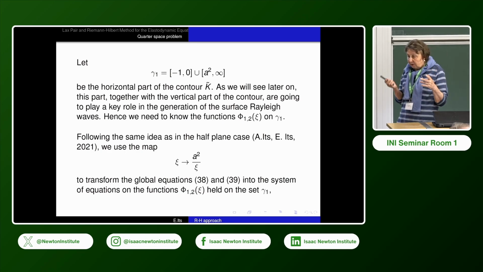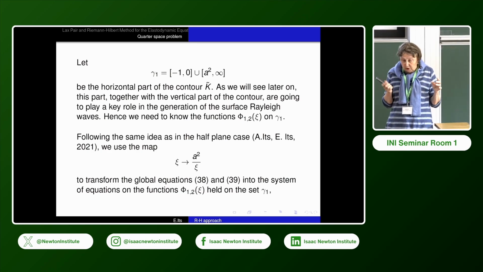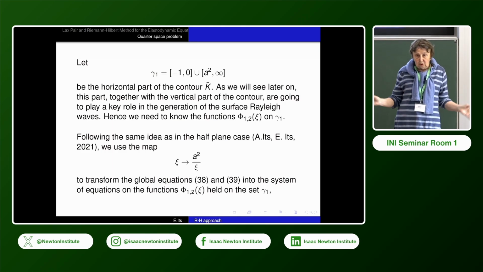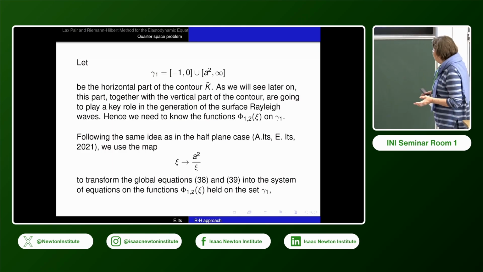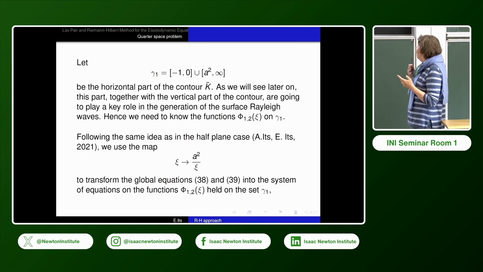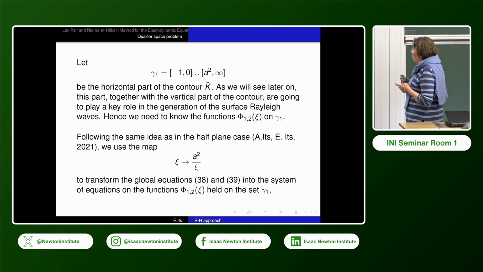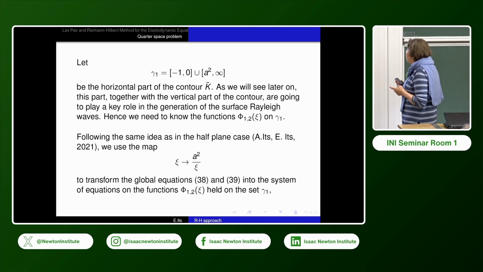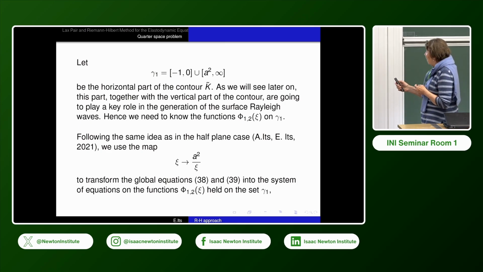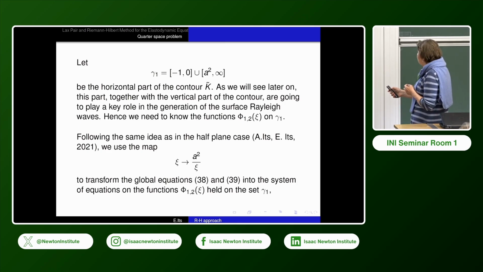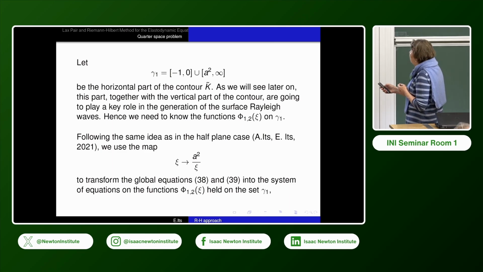So, as I said before, the global relations could be extended to the whole complex plane, but in our case, we are only using one of those symmetries, and we are moving the system of global relations to the horizontal part of our contour using that symmetry.